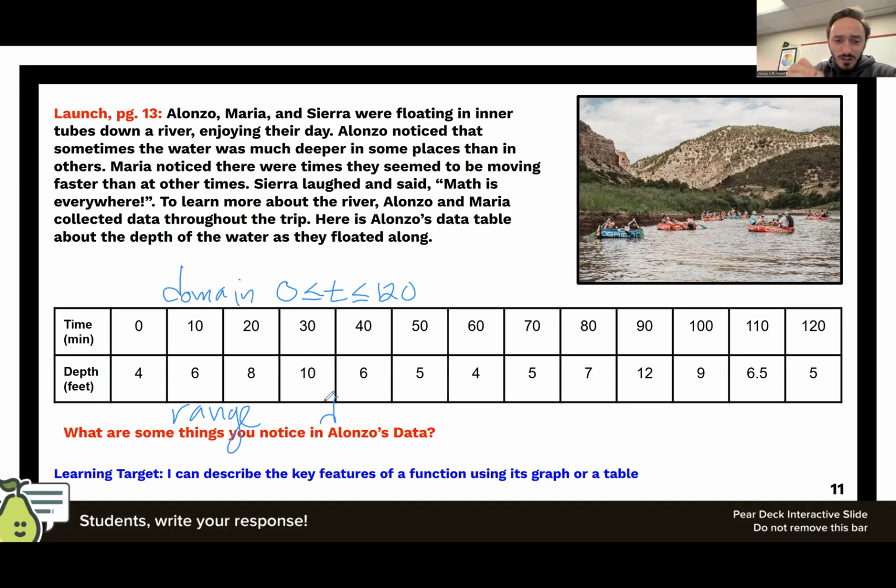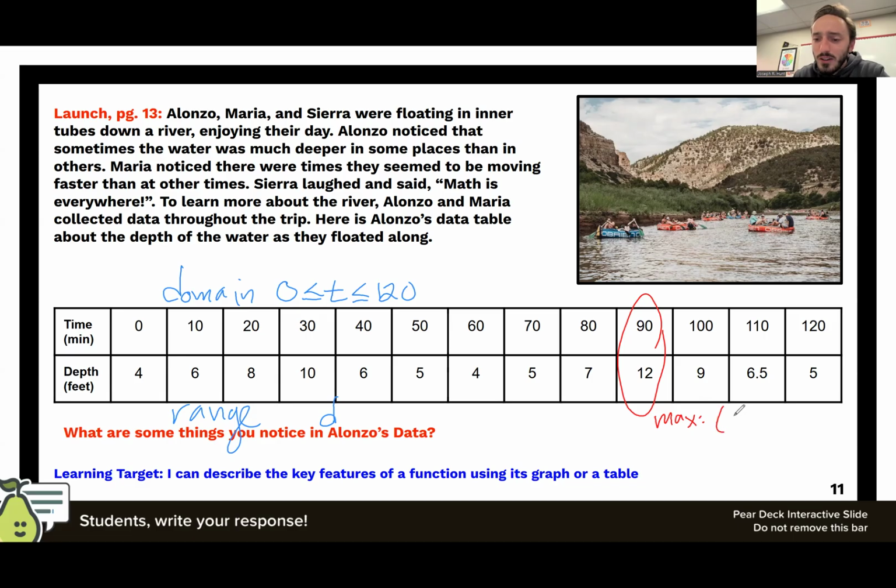What I want to think about here is what's the lowest value for the depth and what's maybe the highest value before I write my interval. So I'm scanning through the table here, and what I notice is that 90 minutes into the trip, there seems to be a maximum depth of 12 feet.